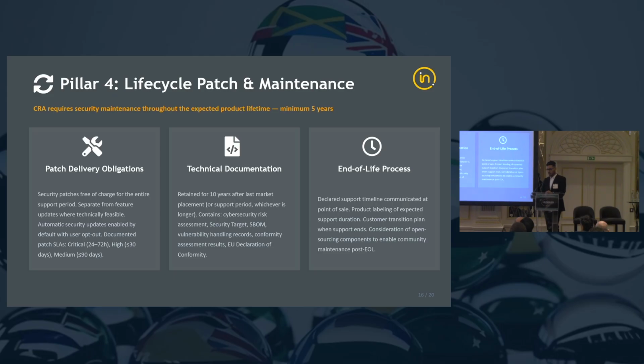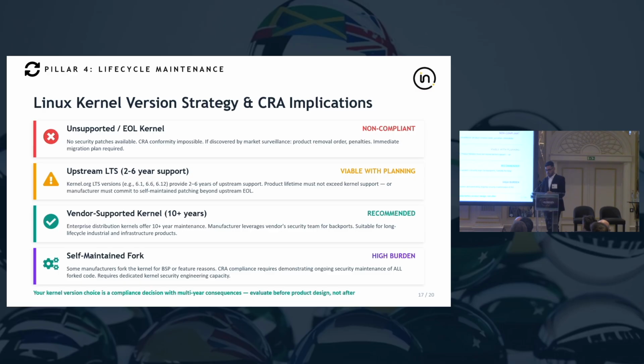And the hard truth is, for example, if a product runs Linux kernel 6.6 LTS, it is supported until approximately December 2026, but the product has a 10-year expected lifetime. So after the LTS lifecycle ends, you are expected to provide kernel maintenance beyond the upstream support. That's a major commitment that has to be planned at design time and not discovered at the end of life. So your kernel version is a compliance decision with a multi-year consequence.